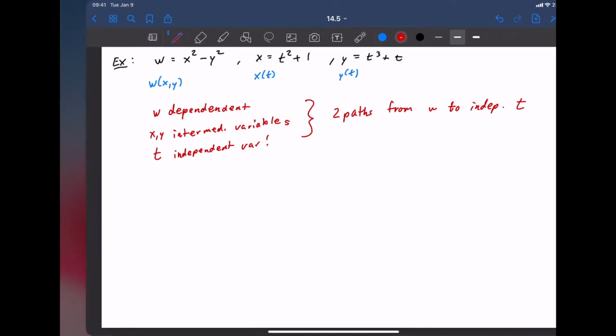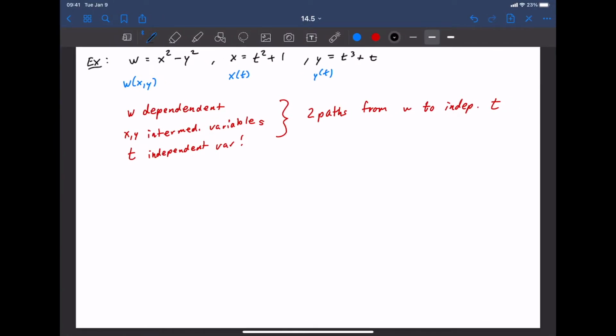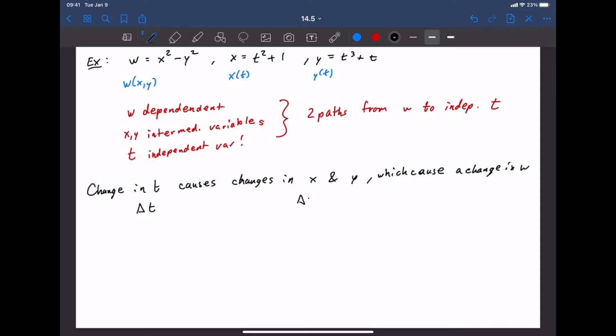I'm going to write all that out. So a change in t causes changes in x and y, which cause a change in w. Right? A delta t gives rise to delta x and delta y, which cause a delta w. This should sound familiar.